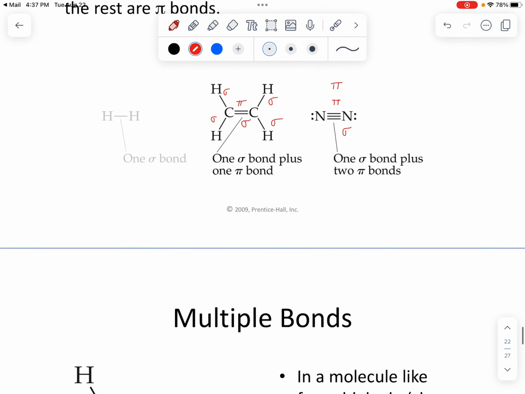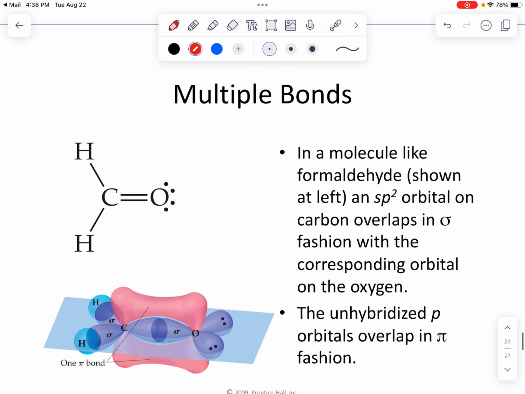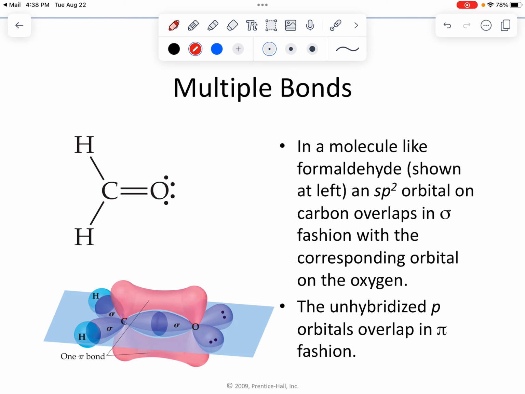But what does it look like in terms of the picture of orbital overlap, and how can we make sense of it? Well, how about a molecule here like formaldehyde, where if we're counting, right, it's sigma, sigma, sigma, pi. What's really happening with the pi bond? Well, think about what's happening with this carbon. This carbon is sp2 hybridized, right? There are 3 electron domains, so we need 3 orbitals to do that.